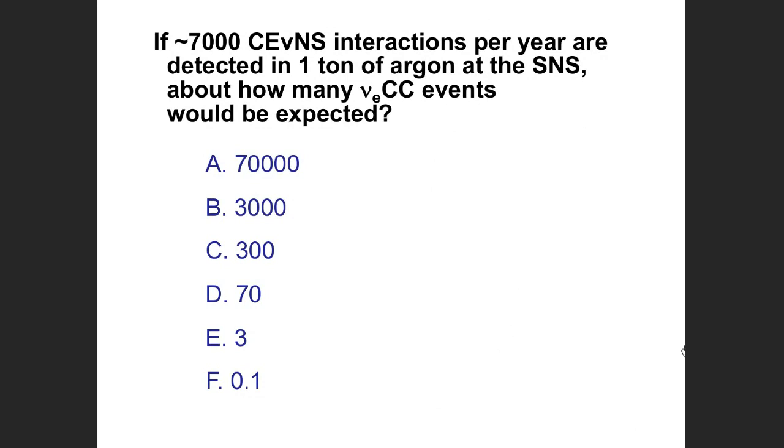Let me go to the polling. I only get 5 choices, so ignore the last one. Okay. So what do you think? 70,000, 3,370, or 3?